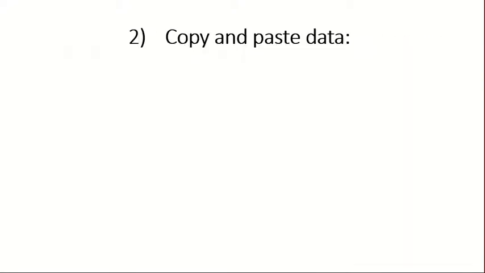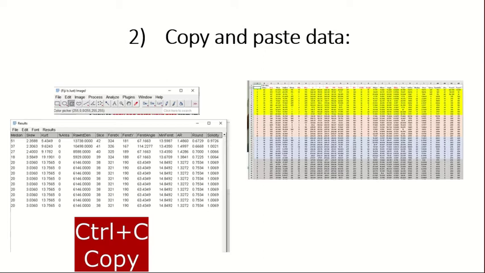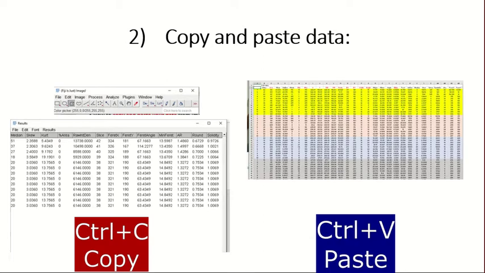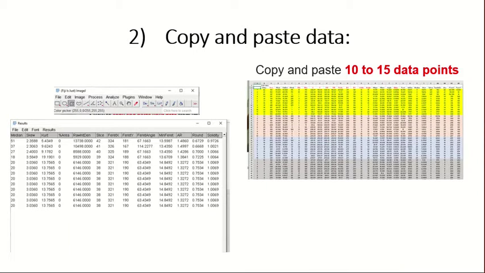The second step that I recommend you to do is I'm going to show you how to copy and paste your data from ImageJ to Excel. And as we watched in previous videos, after pressing M, you just have to copy and paste the data. It seems to be very easy. My advice is that you only copy and paste 10 to 15 points.